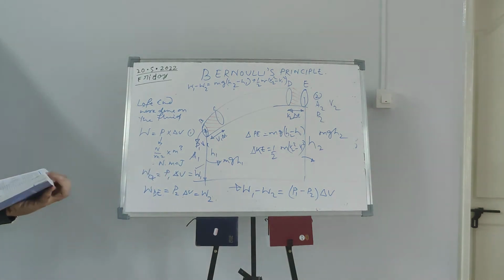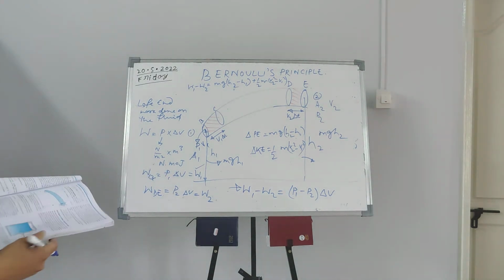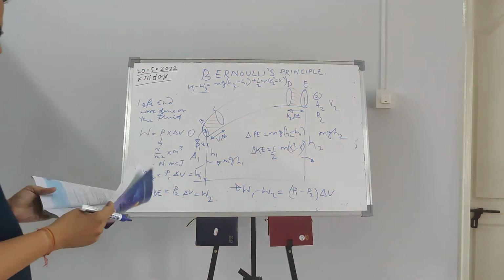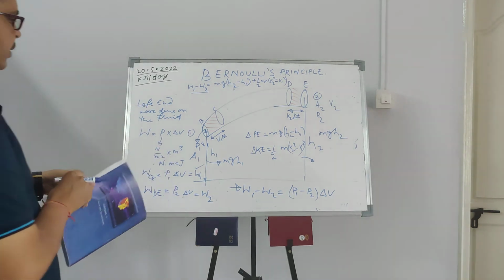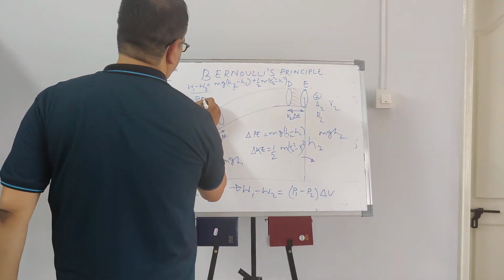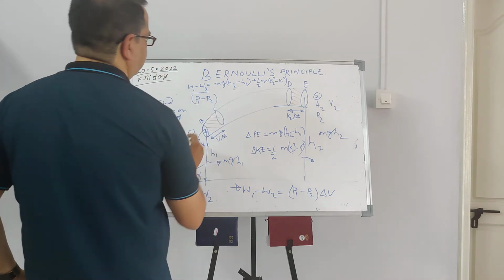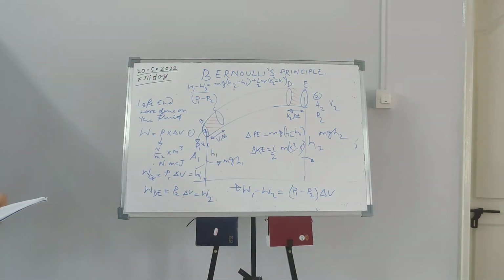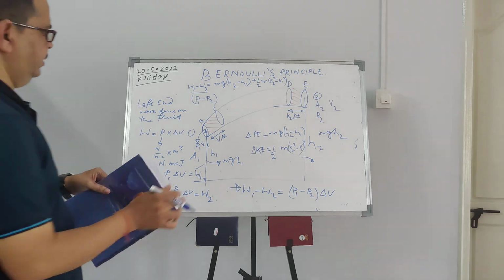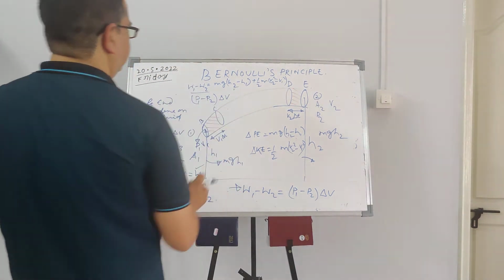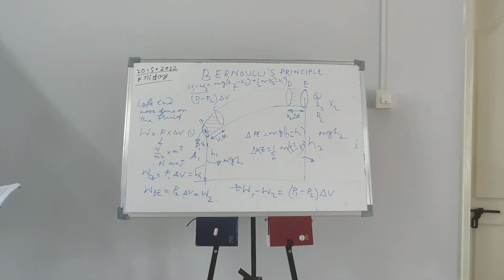And again, we know W1 minus W2 is equal to minus (P1 minus P2) into delta V.